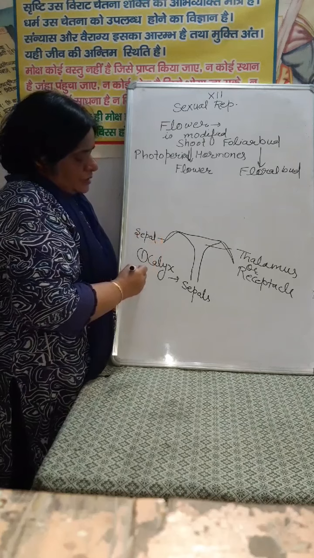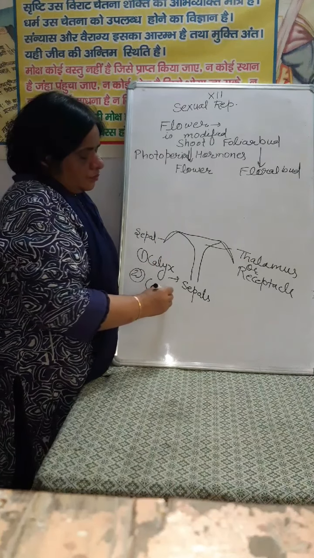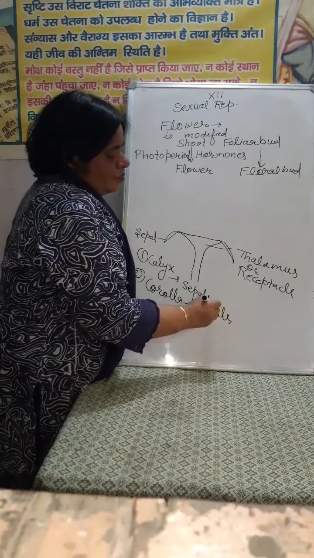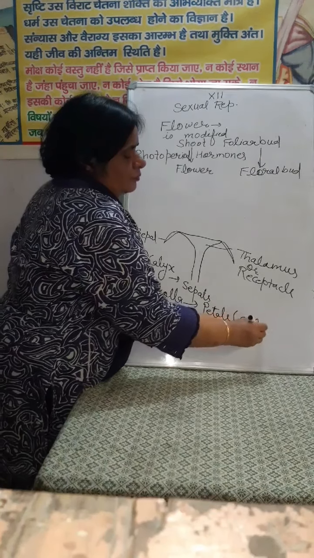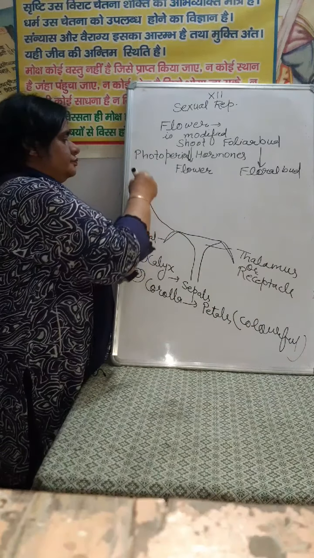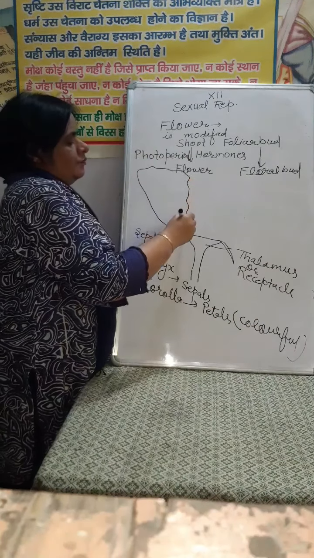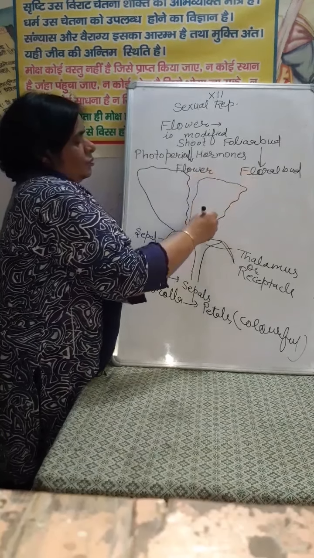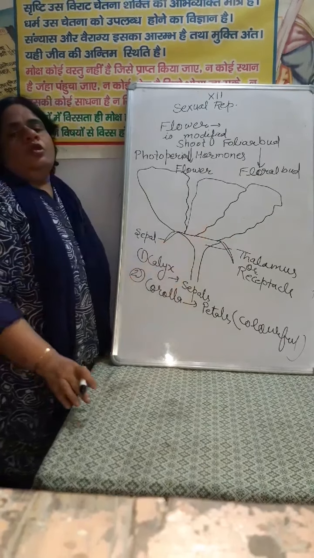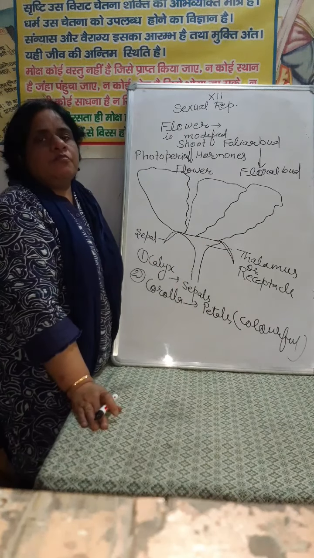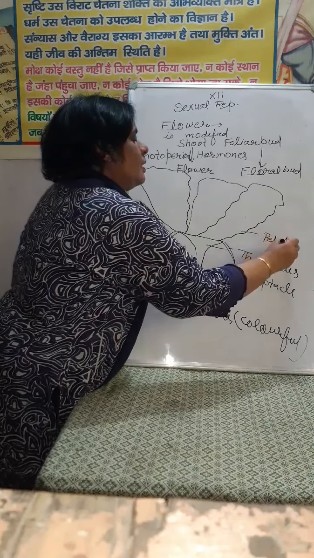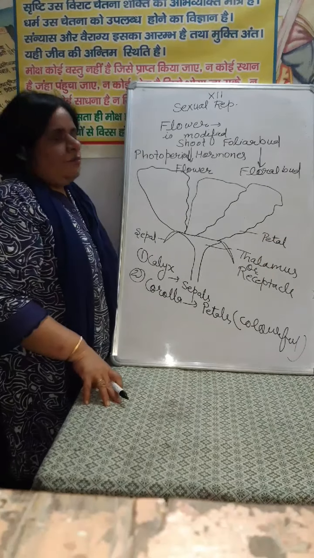Then the next whorl is corolla. That is made up of petals. Mostly these are colorful. This is the next one. They are colorful. Why are they colorful? To attract the biotic agent which helps in pollination. These are called petals, and they are collectively called corolla.